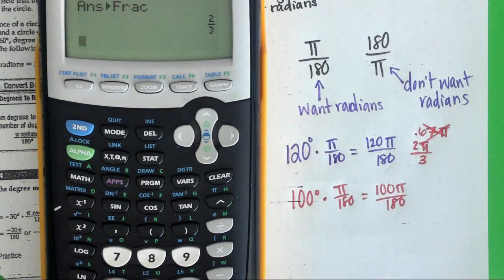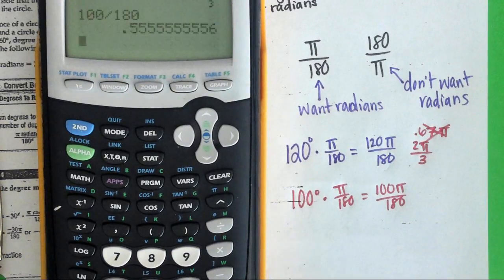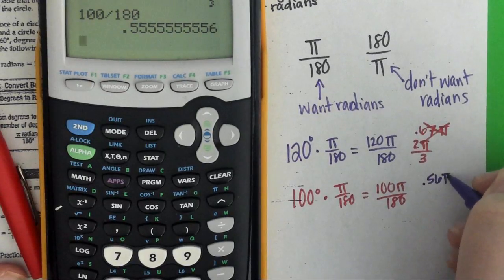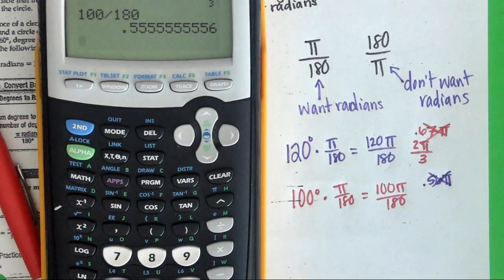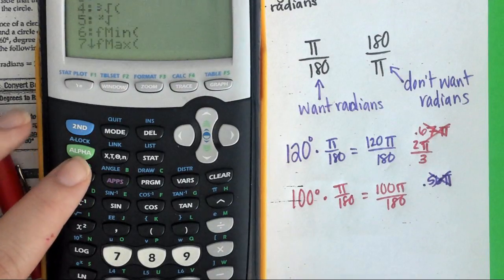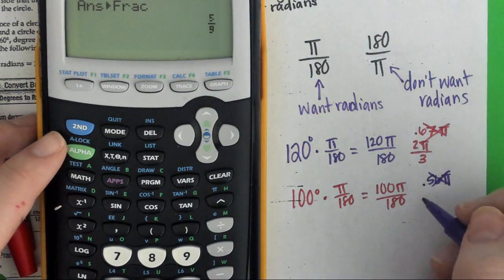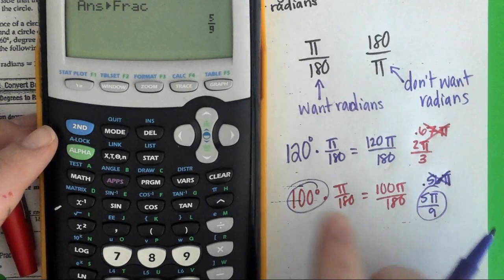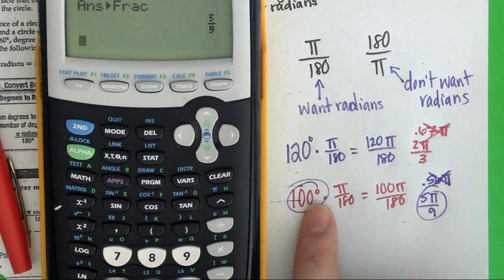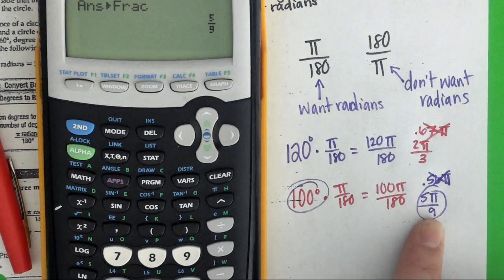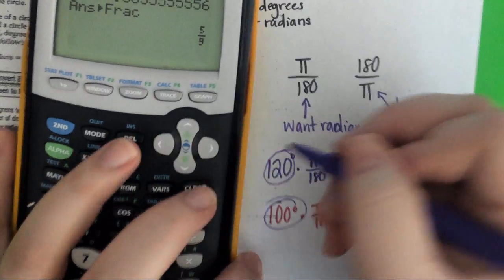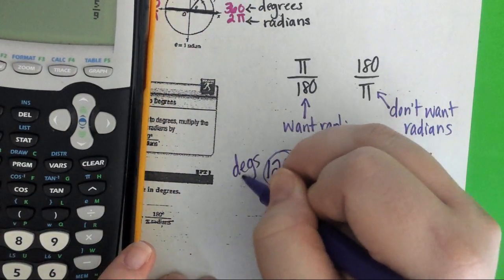Okay, so on my other one, I'm going to do 100 divided by 180. I get 0.56, but again, they don't want to see 0.56 pi. Your answer choices, or anytime you're asked about radians, it's always going to be in a fraction. So Math Frac, and it's 5 pi over 9. So we went from 100 degrees to radians. 100 degrees is equivalent to 5 pi over 9 radians. 120 degrees is equivalent to 2 pi over 3 radians. So we've gone from degrees to radians.